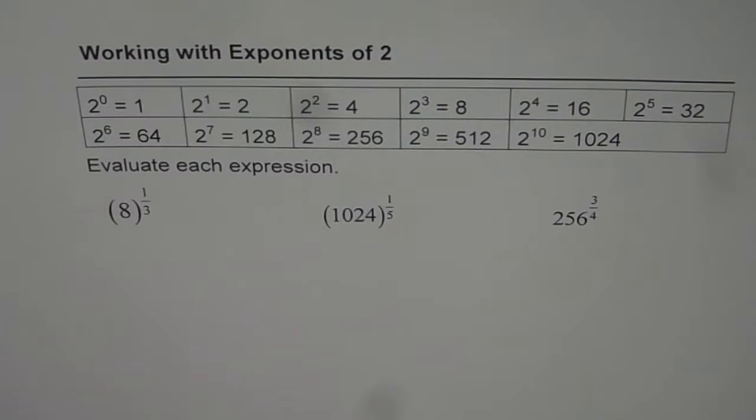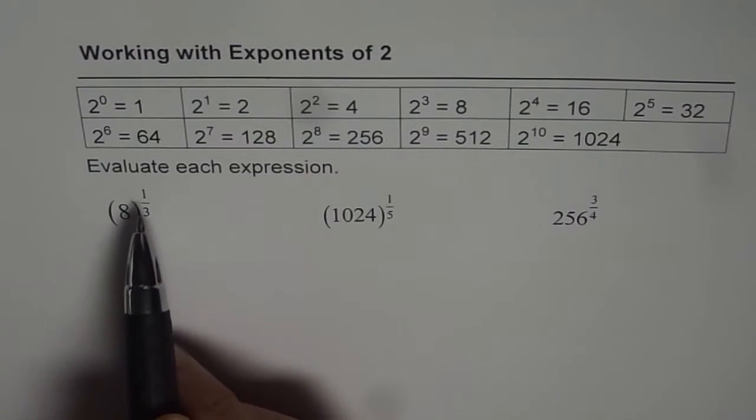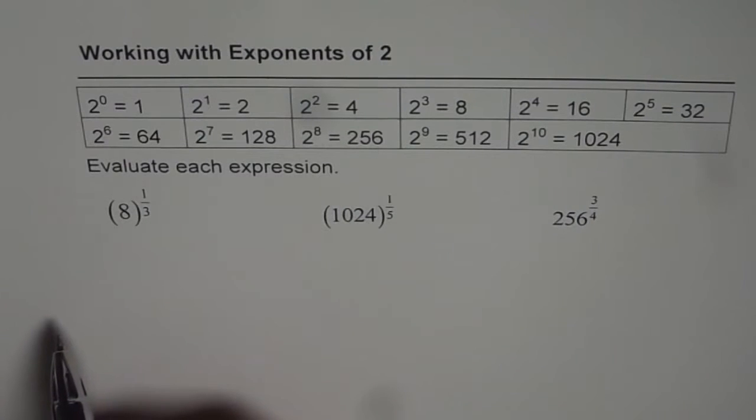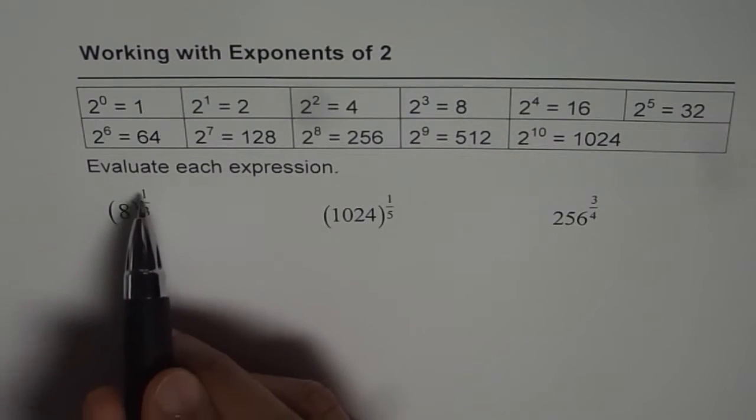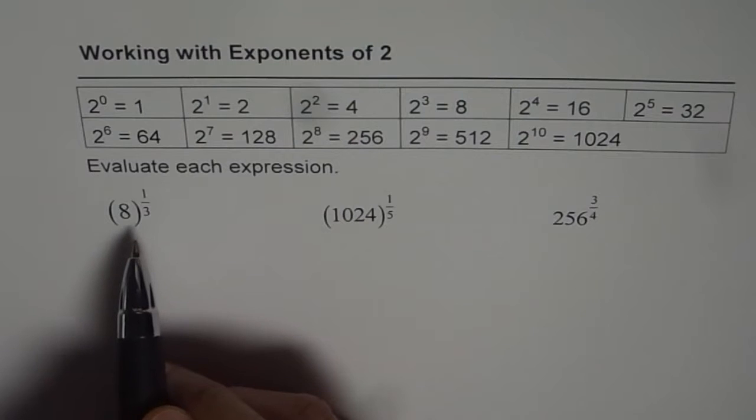Now, I'd like you to have a good look at the table so that you get an idea of what 2 to the power of 4 is, what 2 to the power of 10 is, and then evaluate each expression. So you don't need a calculator for these calculations. Let's begin with 8 to the power of 1 over 3. Now, when I say 8 to the power of 1 over 3, I'm expecting an answer which is related to 2.